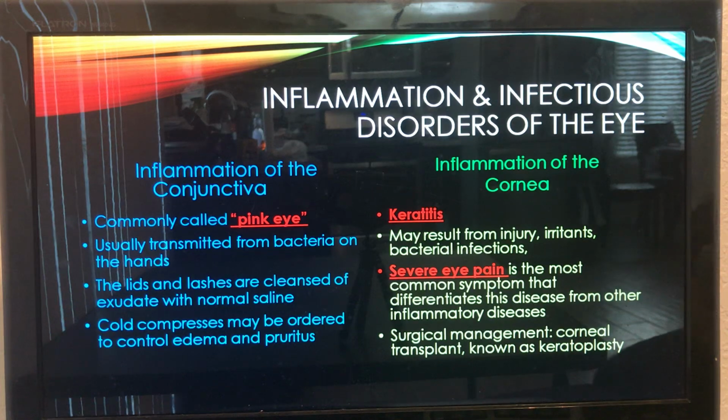You have inflammation of the cornea. This is known as keratitis. It may result from injury, irritants, or bacterial infections. And in this patient, they're going to complain of severe eye pain, and it is the most common symptom that differentiates this disease from other inflammatory diseases. And surgical management, they can do the corneal transplant, which is known as keratoplasty.